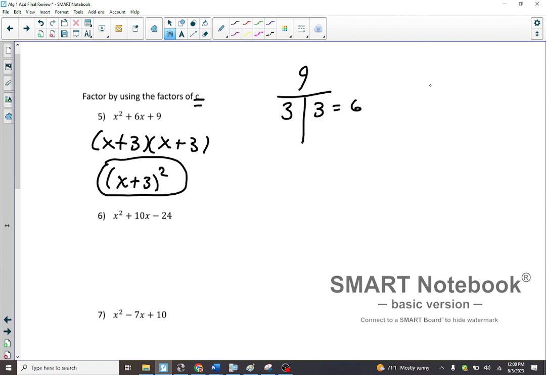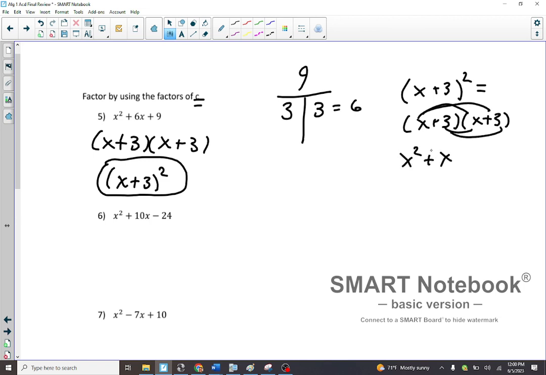As a reminder, if you're multiplying something like x plus 3 squared, you have to first rewrite it as x plus 3 times x plus 3, then FOIL. X squared plus 3x plus 3x plus 9, x squared plus 6x plus 9.